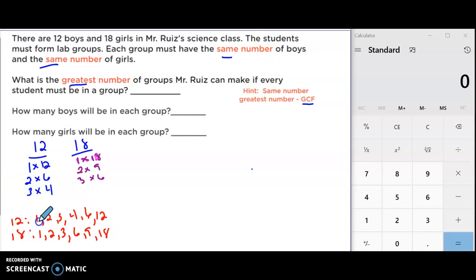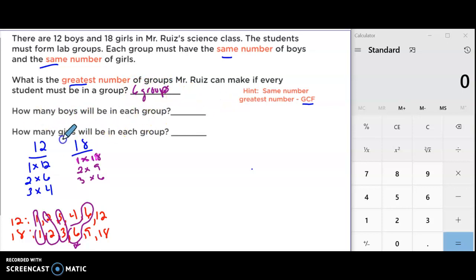And so my greatest of the common factors, let's see, 1's in common, 2, 3, not 4, but 6, not 9, not 12, not 18. So who is the greatest of the common factors? It would be 6. So what is the greatest number of groups Mr. Ruiz can make if every student must be in a group? He can make 6 groups.